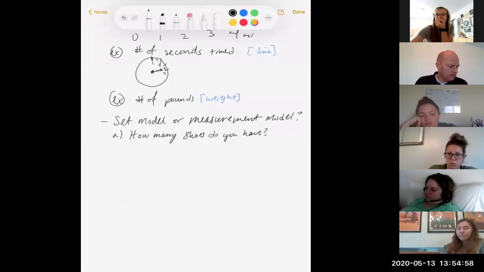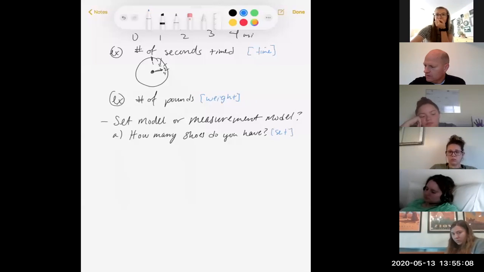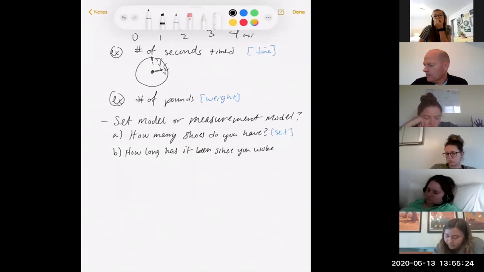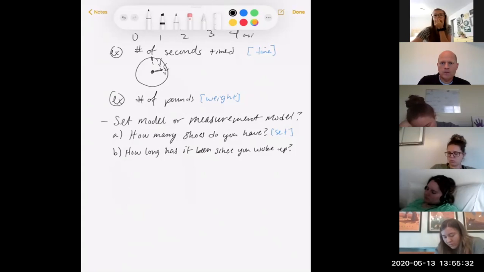Why do you say set model? Because it's a number of items. Right, so the items are distinct. There's a number of objects. Part B is how long has it been since you woke up? Measurement model or set model? Measurement.